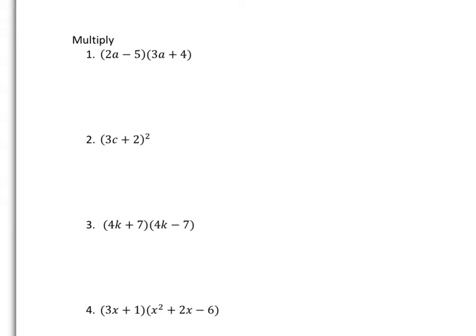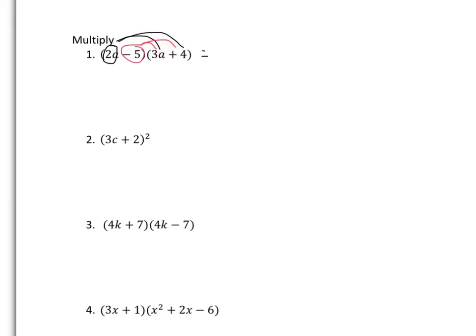Okay, so this first one, the binomial times a binomial, so think of it as foiling. Right? The way that I think of it is I think of it as distributing. Okay, so I'm going to take the first term, this 2a, and I'm going to distribute it to the 3a and the 4. Right? And then when I'm done with that, then I'm going to do the same thing with the negative 5, distribute it to the 3a and the 4. It's the same exact thing as foiling. Okay, we've got the front here, we've got the outside, we've got the inside, we've got the last. Okay, it's the exact same thing.